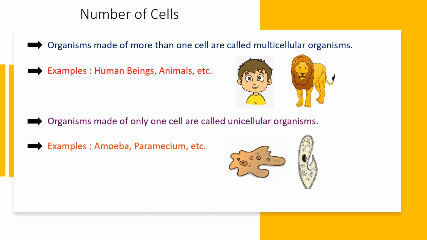And organisms made of only one cell are called unicellular organisms. Uni means one, cellular means cell. Examples of unicellular organisms are amoeba, paramecium, euglena, bacteria, etc. In a unicellular organism, a single cell performs all vital activities such as feeding, movement, respiration, reproduction. So this single cell can exist independently. Because it has only one cell, it has to perform all the activities.